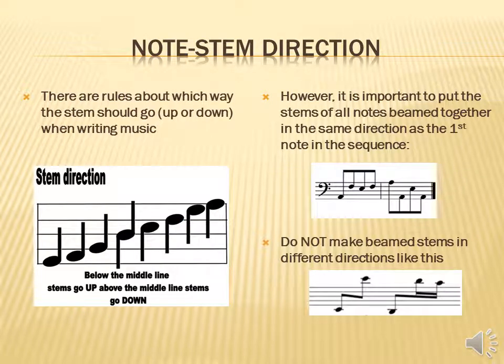Note stem direction. There are rules about which way the stem should go, up or down, when writing music. The middle line is the dividing line. All the notes below the middle line should have the stems going up, and all the notes above the middle line should have the stems going down. But on the middle line, the stems could go either way.